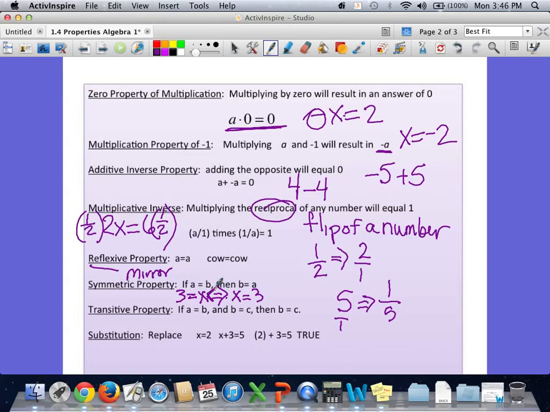Transitive property, if A equals B and B equals C, then that means that A is equal to C. A equals B and B equals C, so A equals C. That means the B's pretty much cancel out and you just have A and C. Sorry, that's a typo right there. A equals C. And then substitution, we just replace. So we are told x is equal to 2, we plug that in or replace it, and that is substitution.